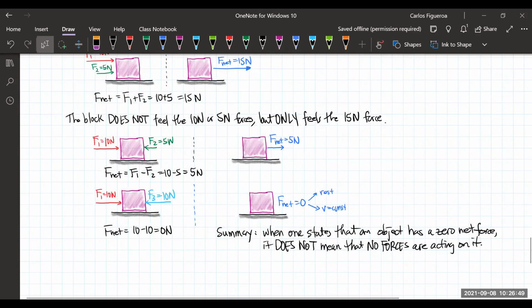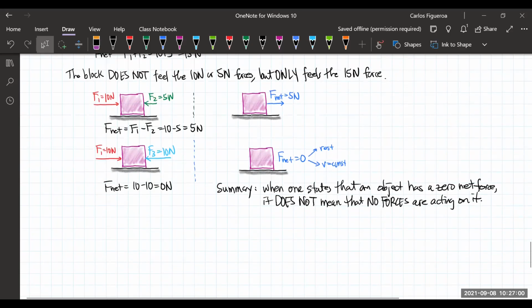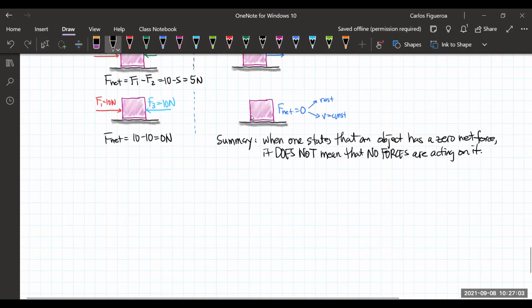Okay, let's go to the last piece, and then we'll go into something deeper. The last piece that we want to talk about is the direction. What we say here is that the acceleration is always in the direction of the net force.